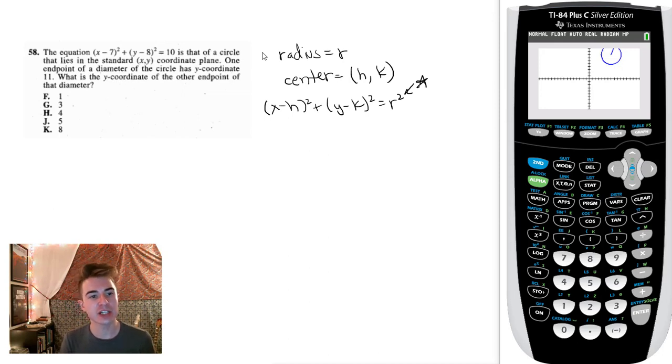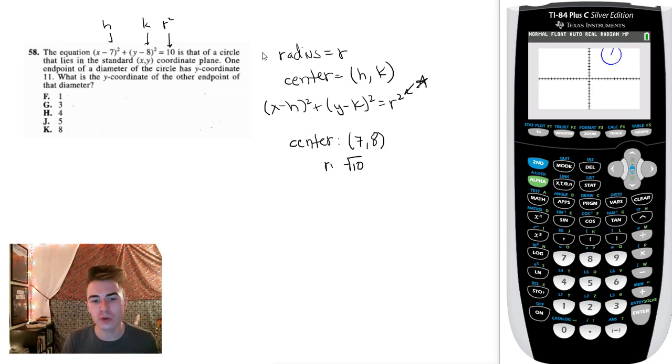So now for pattern matching, we notice that they've given us this circle in that standard form. So this here is h, this here is k, and then this here, again, really importantly, is r squared. So r squared is 10. That means that r, the radius, is radical 10, right? Square root of 10. So we know that this circle has a center of (7, 8) and has a radius of radical 10. We can take advantage of that.